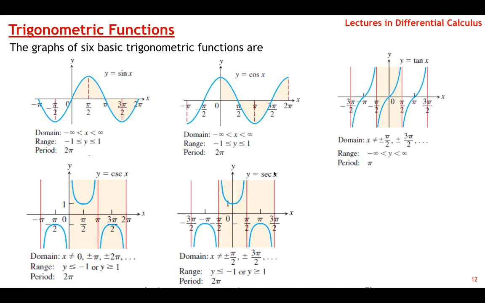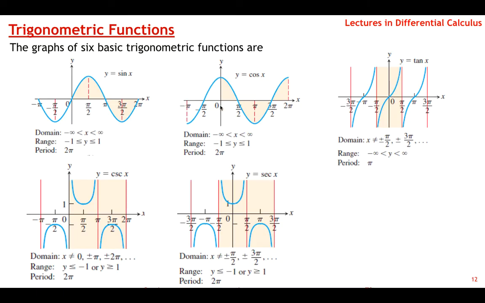Similarly, y is equal to secant x, and we know secant x is 1 by cosine x. So again, the domain will be all points except those where cos x becomes 0. So at minus pi by 2, pi by 2, 3 pi by 2, minus 3 pi by 2. All these points are not in the domain, all other points are there.